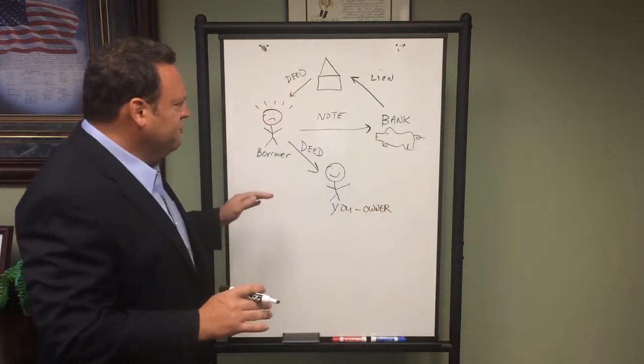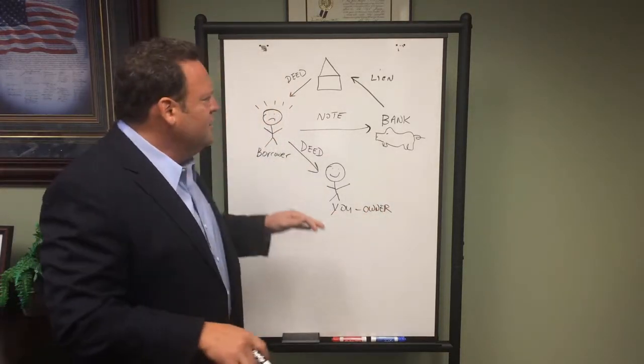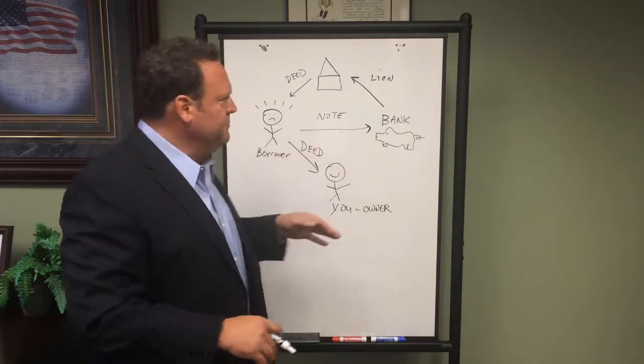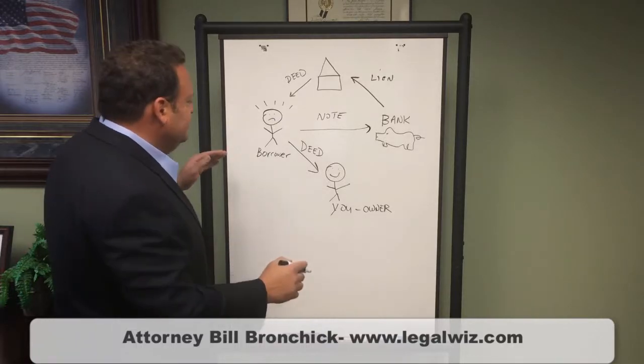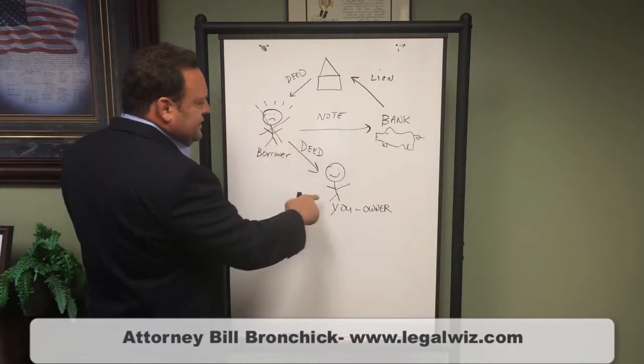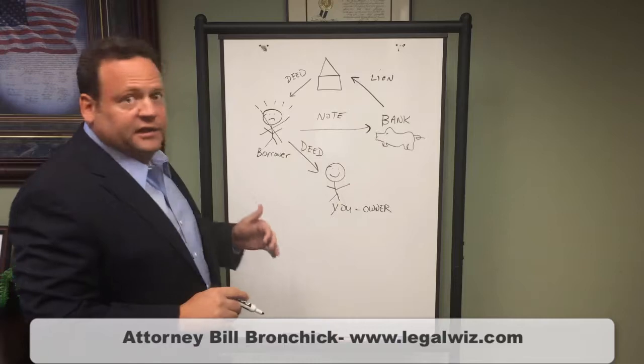Now, some people have a struggle with that because they say, wait a minute, what about the mortgage on the property? Well, there's still a mortgage on the property. There's still a lien against it. It's just that this person no longer owns it. You own it, and there's still a lien.